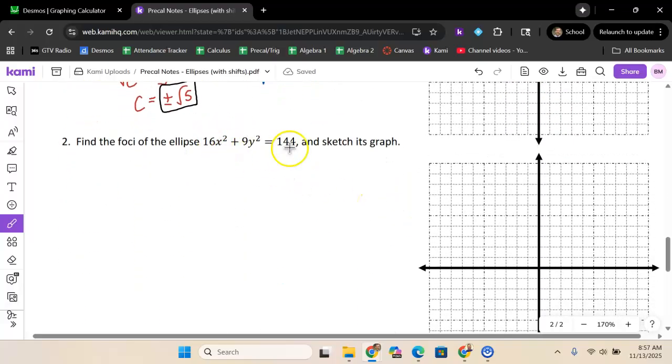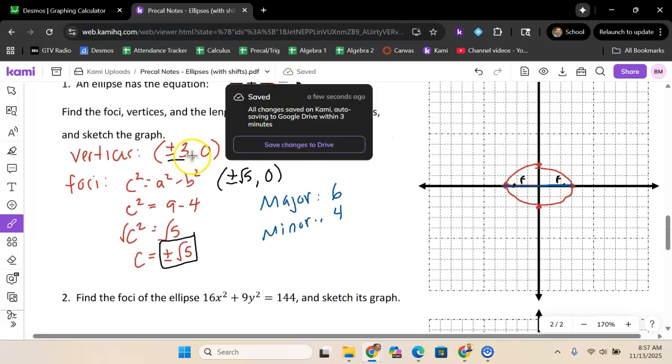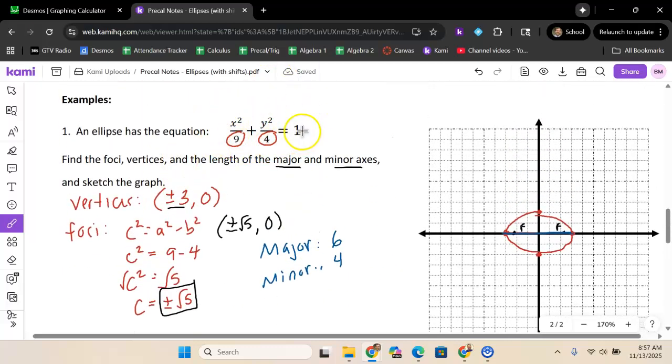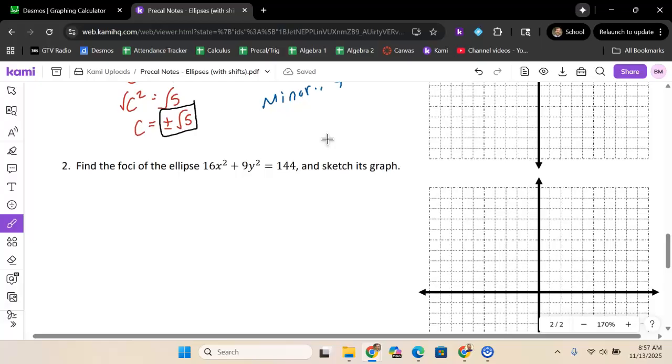Number 2, obviously this equation is of a different form than what I have up here. I want to get it to this form, which means I want to get 1 on the right side. I always want it to have equals 1. So in order to do that, I'm going to divide everything by 144. That's going to make the right side of the equation 1. And then I'm just going to reduce this fraction here. So 16 over 144 is going to be 1/9. So this is going to become x squared over 9 plus 9 over 144 is 1/16, so that's going to become y squared over 16.